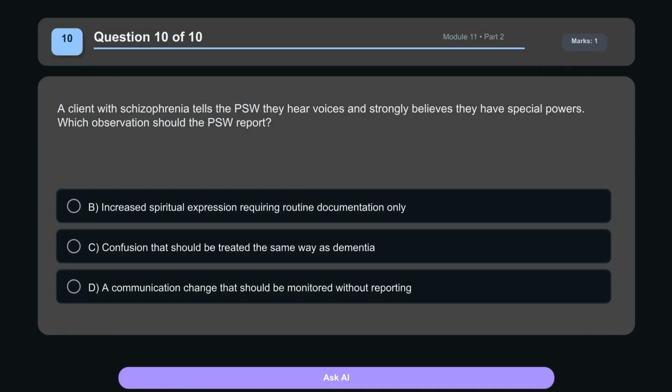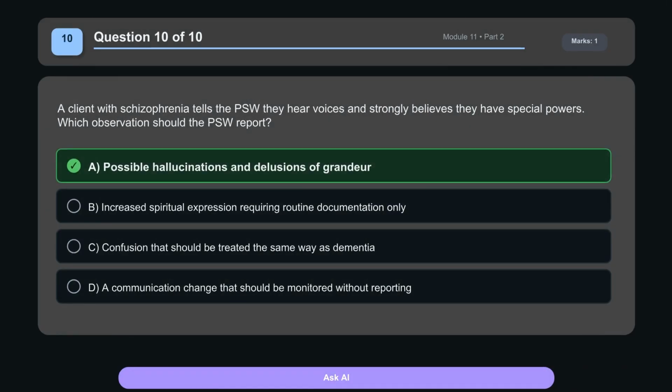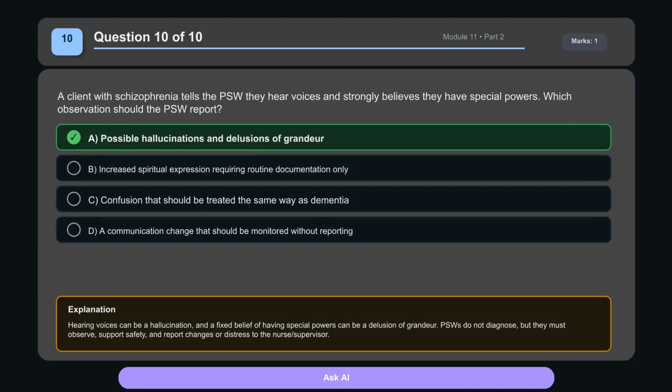The correct answer is A, possible hallucinations and delusions of grandeur. Hearing voices can be a hallucination, and believing you have special powers can be a delusion of grandeur. PSWs must report changes or distress to the nurse or supervisor.